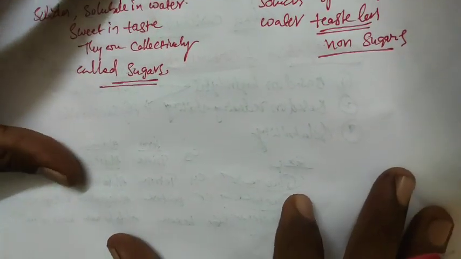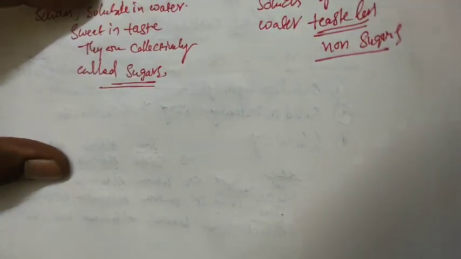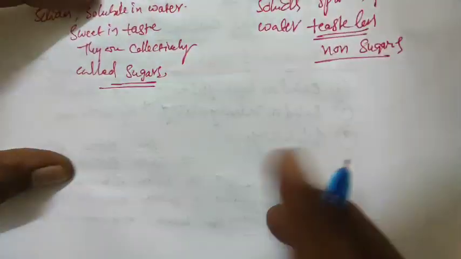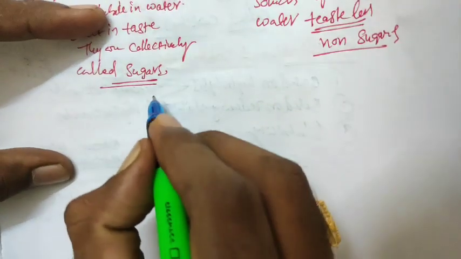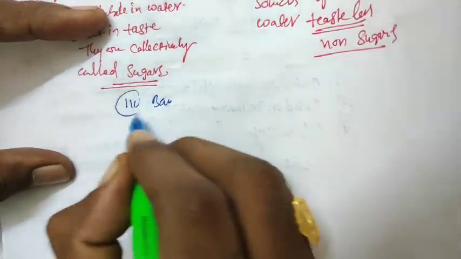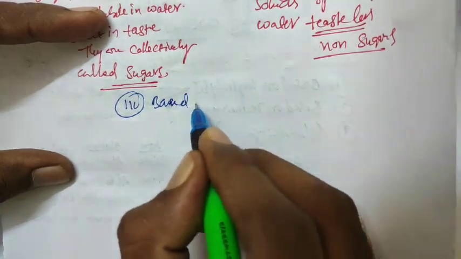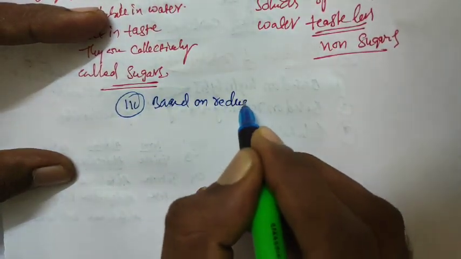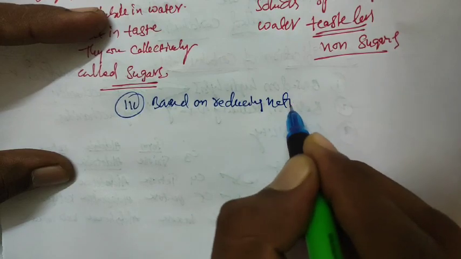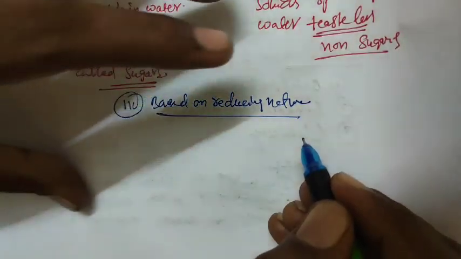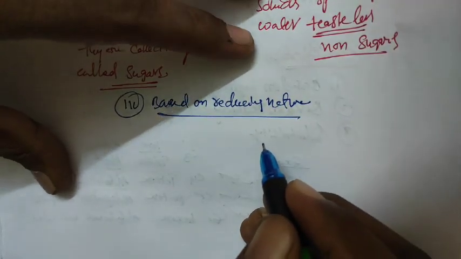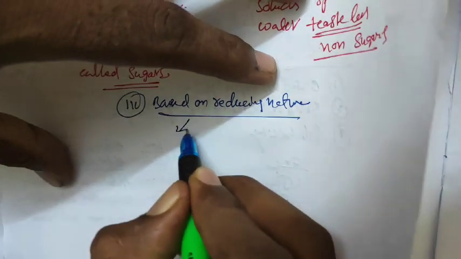Next, one more classification, based on reducing nature. I will tell it and complete. What is reducing nature? The third classification is based on reducing nature. There are two types: reducing and non-reducing.